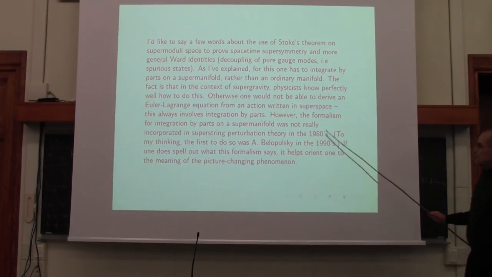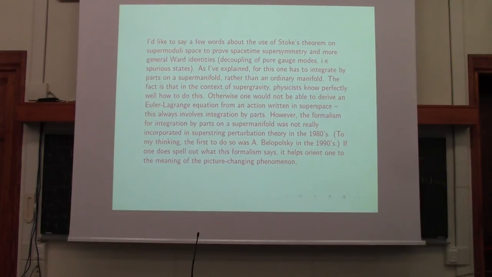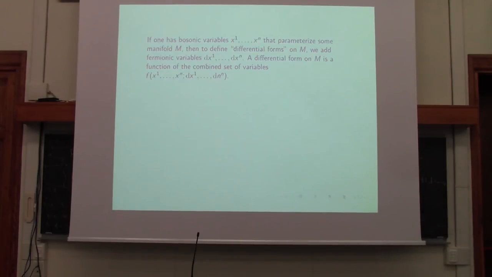However, this formalism wasn't really used in superstring perturbation theory in the 80s. I would say the first to do so was Bill Polchinski, in little-known papers written in the 90s. If one does spell out this formalism, it helps orient one to the picture-changing phenomenon. So I'm going to aim in the rest of the talk at explaining what is meant by forms. For a reason you'll see, I'm not calling them differential forms. I'll just call them forms. We'll explain what is meant by forms on a supermanifold, and also what's meant by Stokes' theorem.